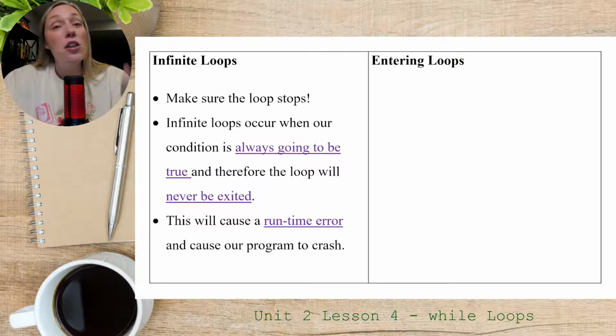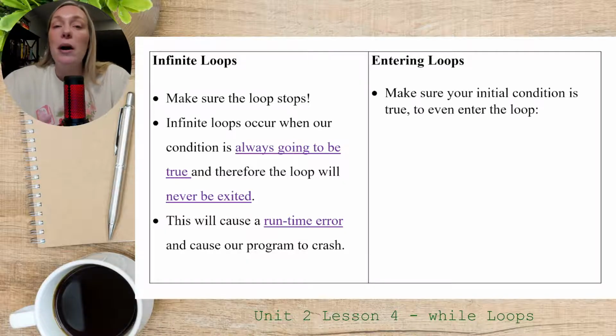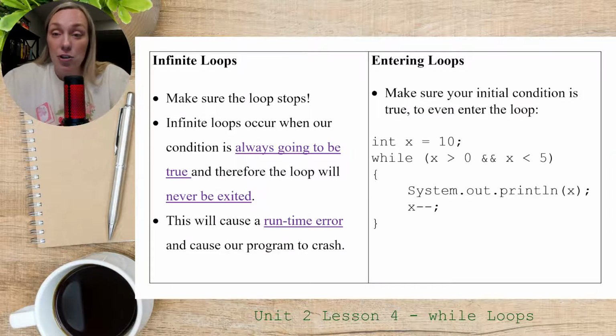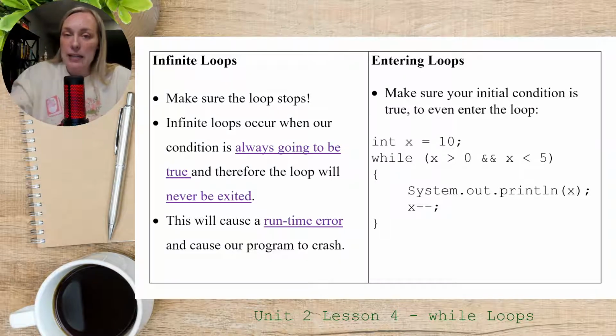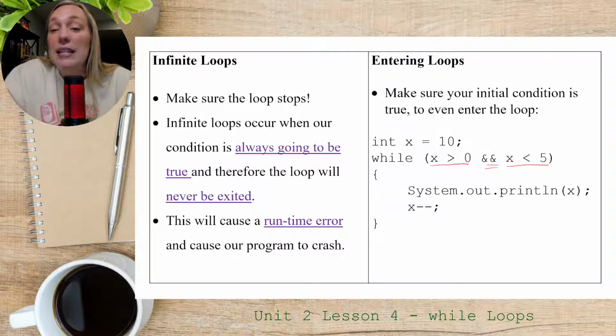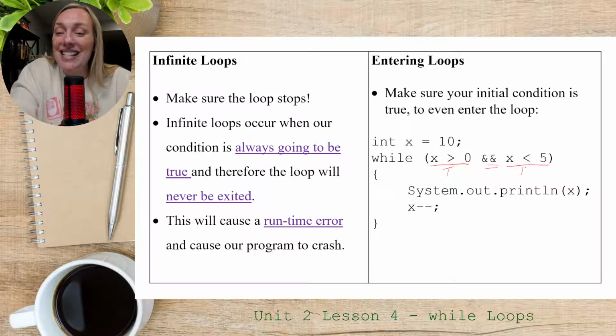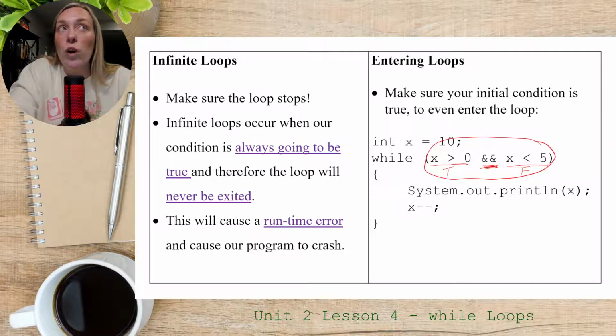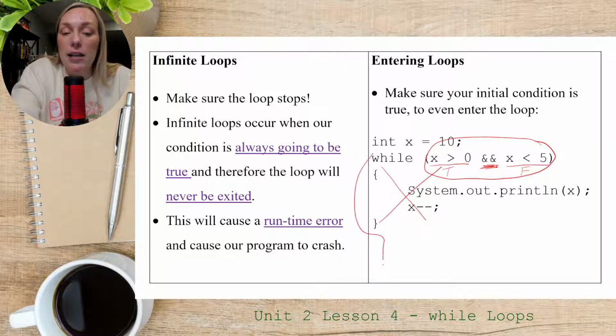Okay. Another point to make, besides infinite loops, is that you have to be wary about entering loops. Your initial condition has to be true in order to even enter the loop. So if I had something like this, x equals 10, while x is greater than 0 and x is less than 5, is that going to be true? No. x is greater than 0, that's true. But x is not less than 5. So this whole expression evaluates to false because it's an and. And when you check that condition first and it's false, this loop just never runs. It's skipped and we keep going.